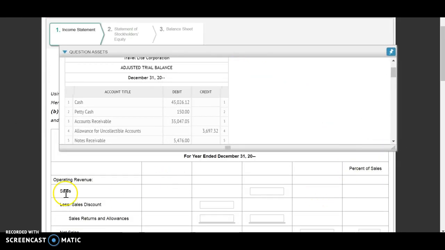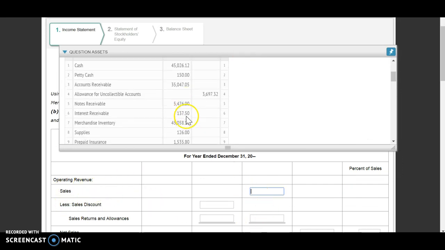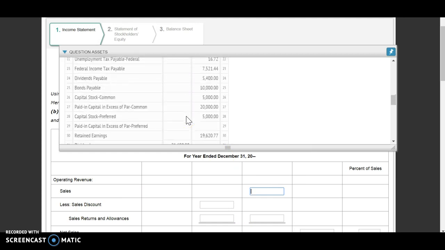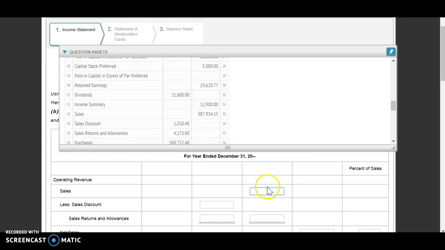Okay, so first thing, we are looking at our operating revenue section, and we need to fill in our sales. So I'm going to scroll down to find my sales on my adjusted trial balance, and I'm going to simply fill in that number, $587,934.15. Next, I have my sales discount, 1,010.4. And my sales returns and allowances, 4,173.6.